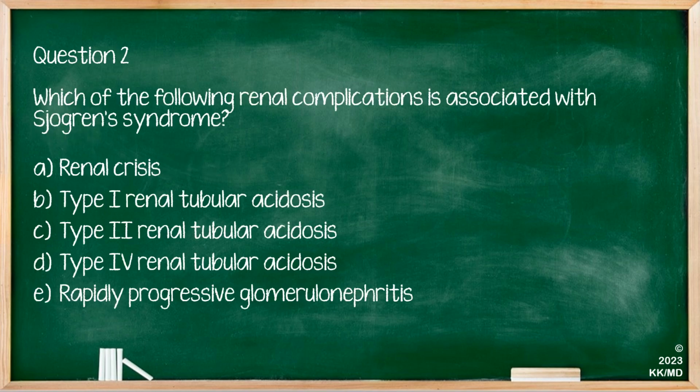Question 2. Which of the following renal complications is associated with Sjogren syndrome? So the first answer is renal crisis, which we've heard about in previous videos, which is associated with hypertension. Type 1 renal tubular acidosis, type 2 renal tubular acidosis, type 4 renal tubular acidosis, or a rapidly progressive glomerulonephritis. You'll recall from the recent slides that we've looked at that the correct answer here is a type 1 renal tubular acidosis.